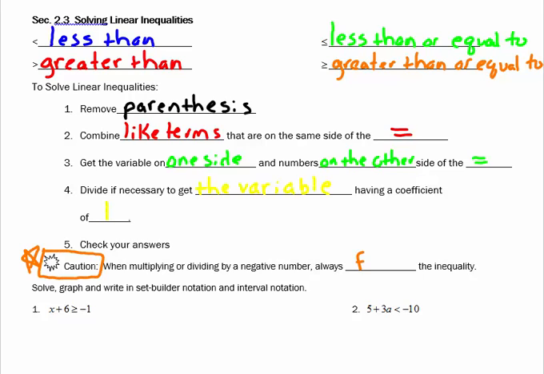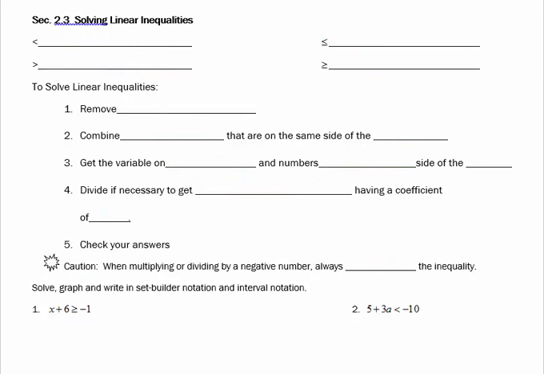There's a caution: when multiplying or dividing by a negative, always flip the inequality. So make sure you understand when you're dividing by a negative, you're actually flipping the numbers that are on the right side of the inequality or on the number line to the left side, or vice versa, from the left side to the right side. So when those numbers get flipped, the order flips. So therefore the inequality has to flip as well. So we're going to learn how to solve, graph, write in set builder notation, and write in interval notation.